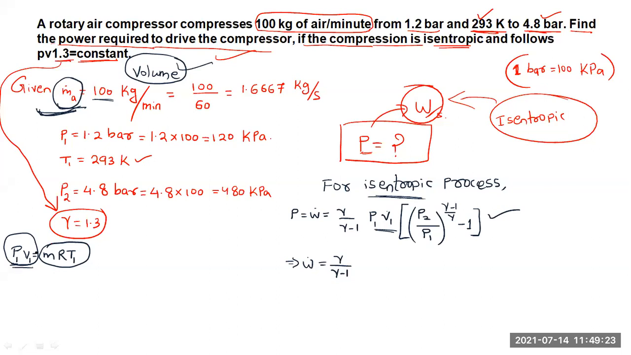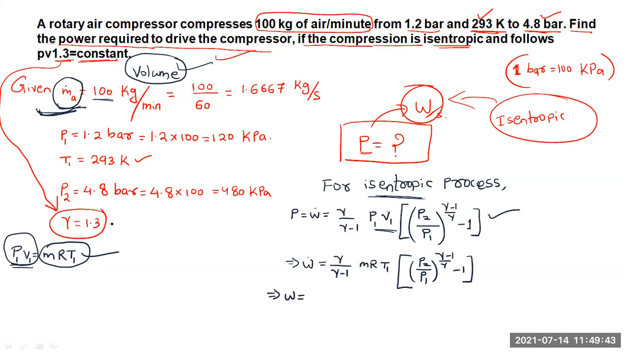In place of P1 and V1, what will I write? mRT1, whole into (P2 by P1) to the power (gamma minus 1) by gamma, minus 1. Okay, now I will put the values over here.